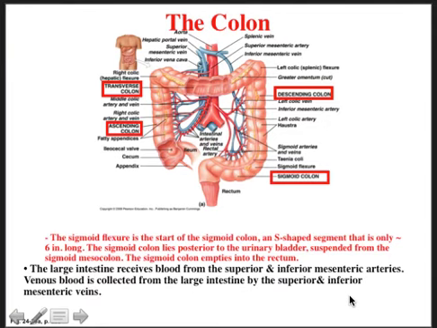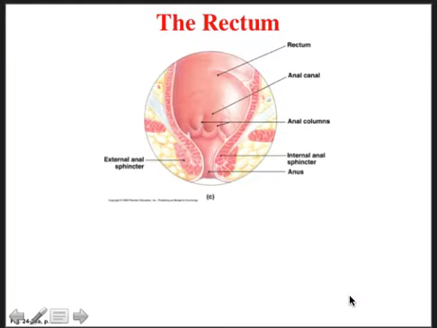The large intestine gets blood from the superior and inferior mesenteric arteries. Remember those branches off the descending aorta, which is termed the abdominal aorta in this region. Venous blood is collected from the large intestine by the superior and inferior mesenteric veins.